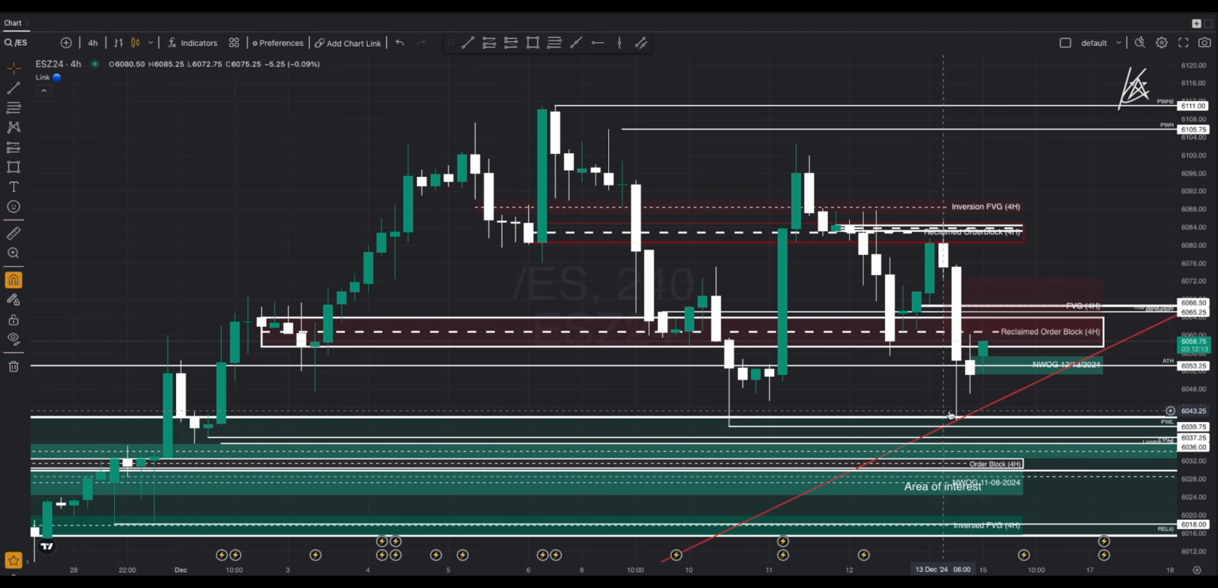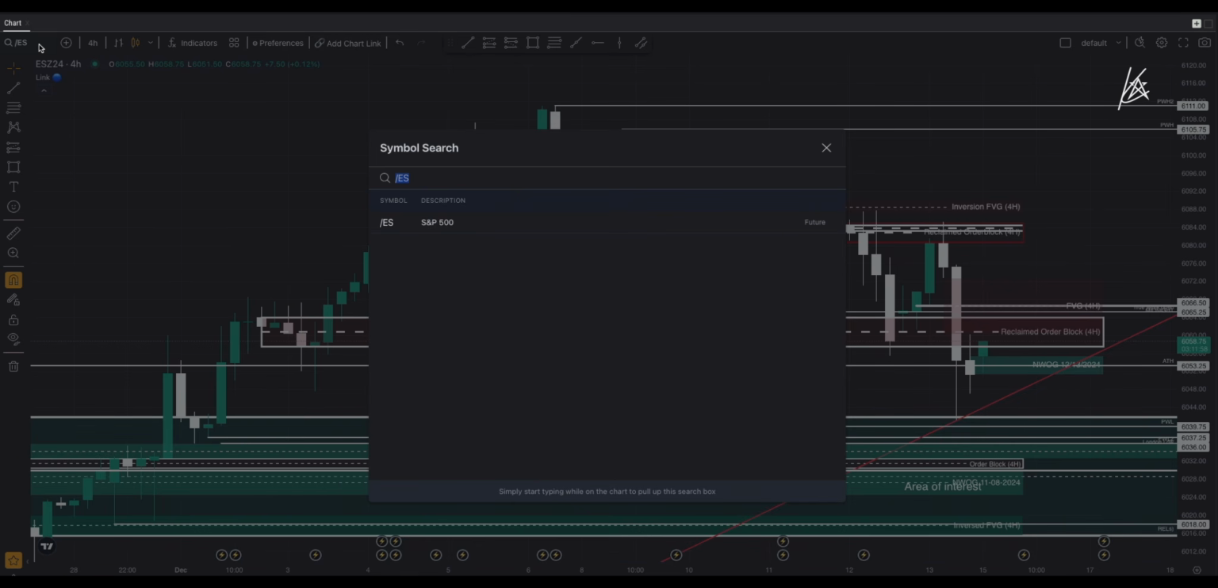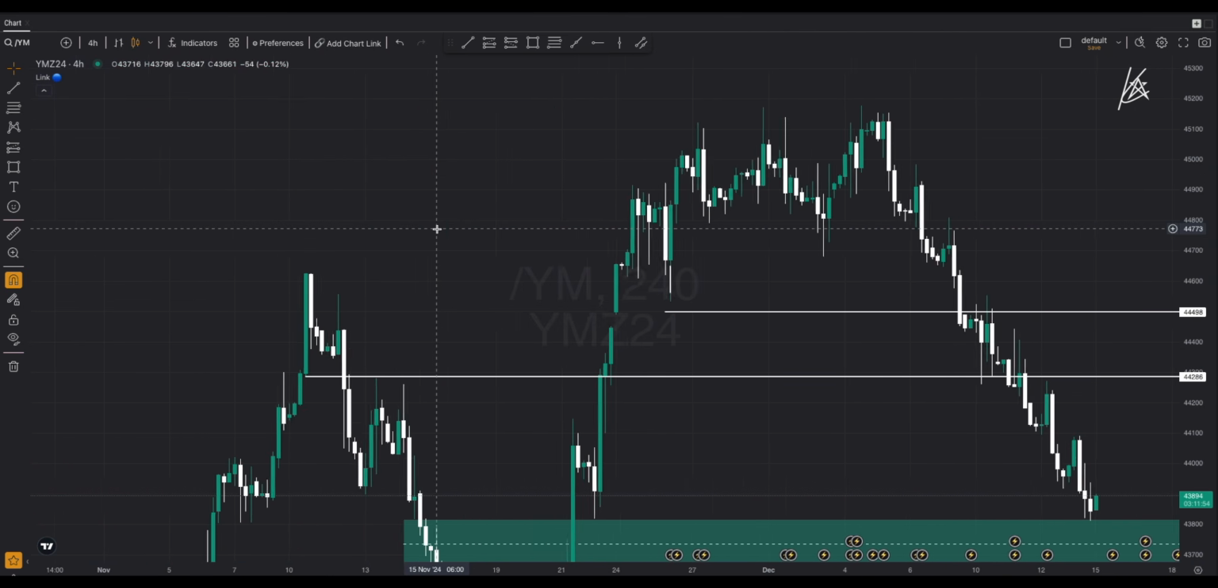We call that SMT. An SMT divergence typically precedes a reversal or a retrace. So I for sure want to keep that in the back of my head, and I do like the fact that that does align with the bias that I currently have on the chart. So the last thing I want to point out to you guys is we're going to take a really quick look at YM, which is the Dow Jones if you're unfamiliar.